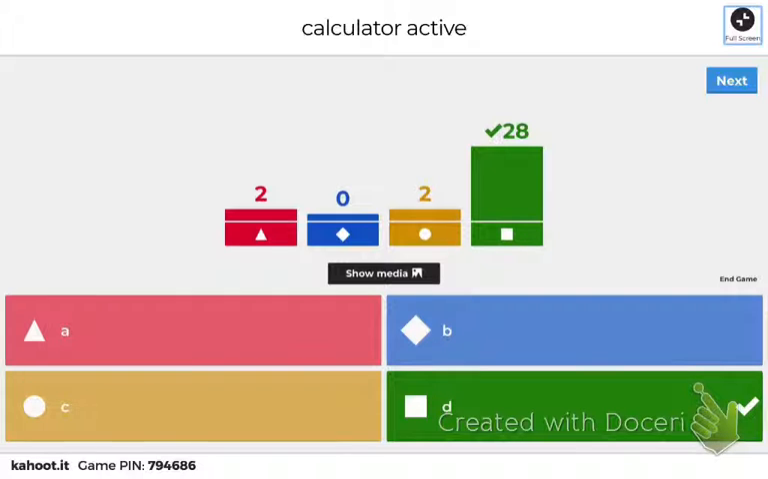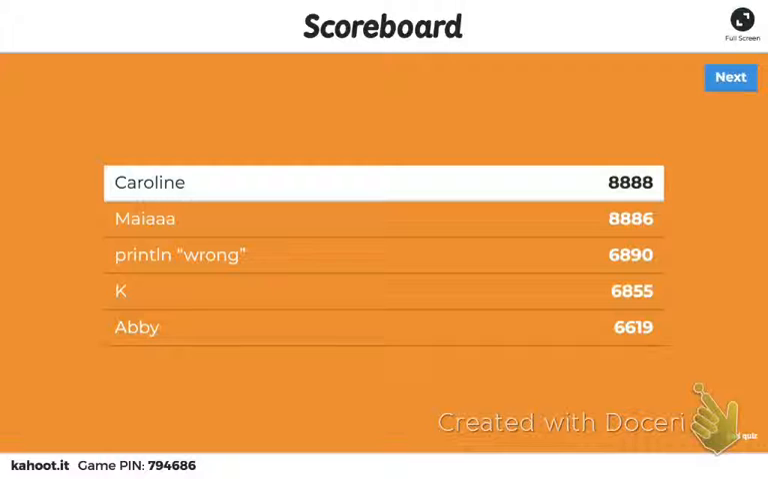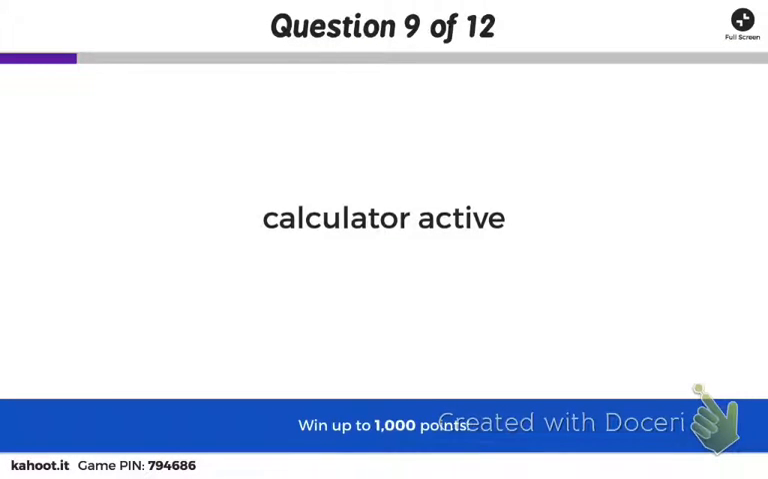All right, that's pretty good. All right, whoa, it's super close. Right now, Maya and Caroline. Very close. All right, here we go, number 9.